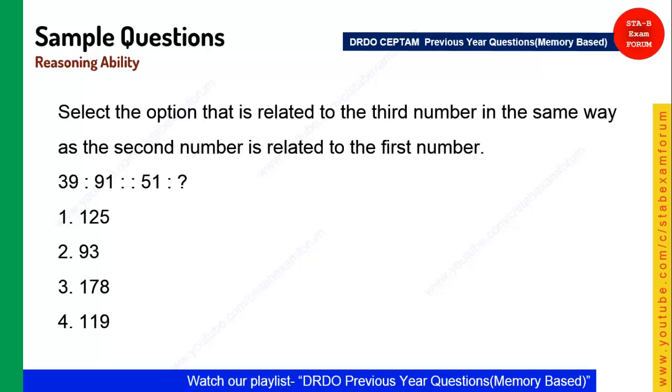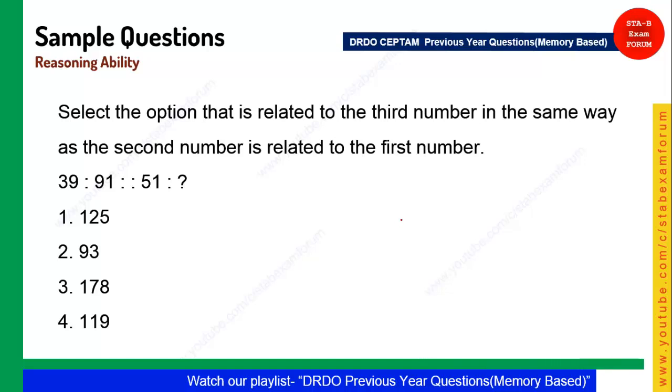It's again from the number analogy. Let's start the timer. Okay, time's up. So students, as you can see, 39 and 91, how are they related? They are multiples of 13. So 13 into 3 is 39 and 13 into 7 is 91. And 51 is not a multiple of 13.